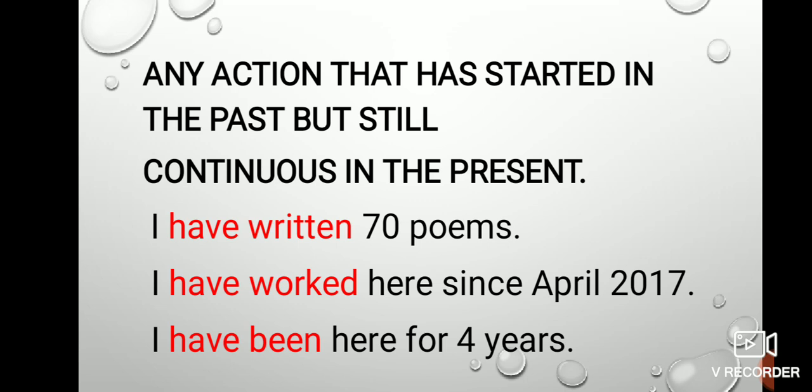Okay, so keep it in your mind, these two are keywords. Since and for: if they are in the sentence, obviously you can identify it would come under present perfect tense. Okay, children, any action that has already started in the past and continues in the present also, then you can go with present perfect tense.